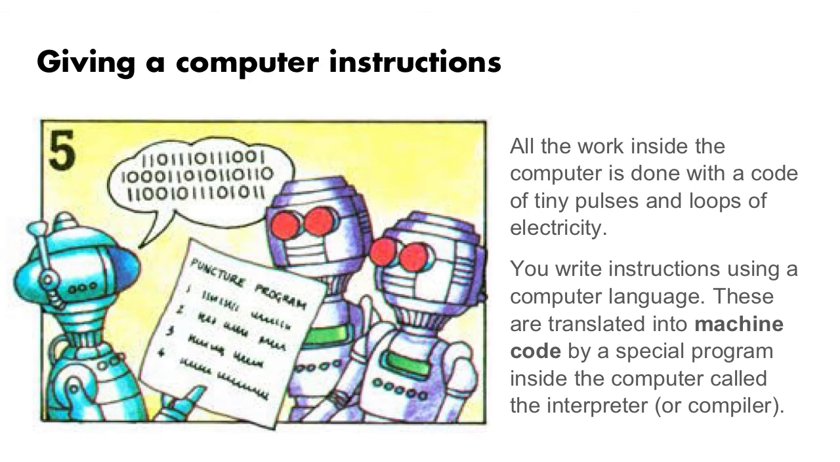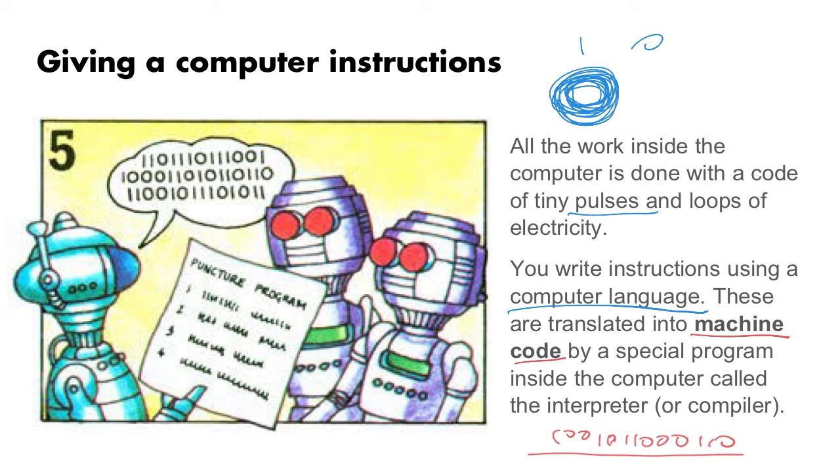So all the work inside the computer is done with codes, and those codes are like tiny pulses or loops of electricity. In the first video that you watched, I tried to explain the 1s and 0s as looping, like electricity that goes around and around in a loop, right? Sometimes that looks like a pulse if you were to measure it with an oscilloscope. And you write the instructions using a computer language, a language that a human can understand and a computer can understand. And then that language is translated into machine code, which is the 1s and the 0s.